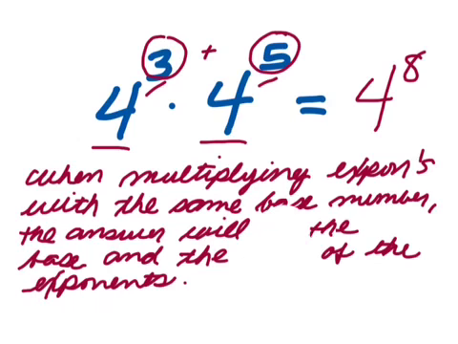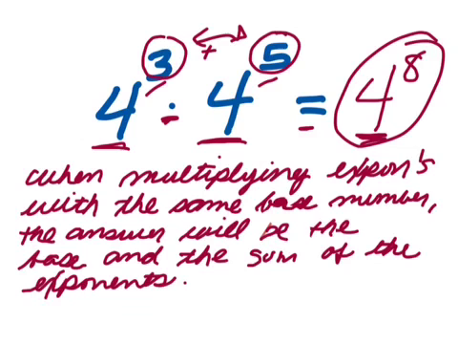I only meant to erase a little bit, and I almost erased the whole thing. Okay, I think I've reconstructed it. When multiplying exponents with the same base number, we've got 4's here, the answer will be the base, 4, and the sum of the exponents, 3 plus 5. Okay? So 4 to the third power times 4 to the fifth power equals 4 to the eighth power.